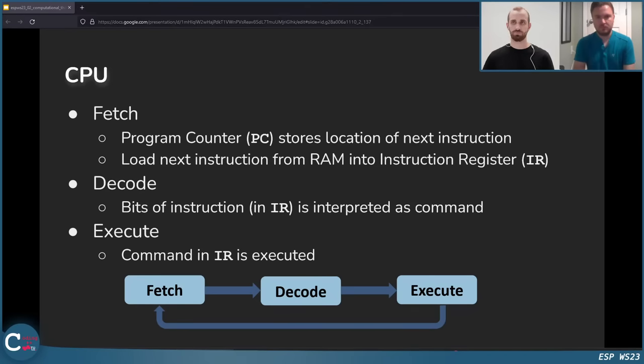But just to conclude that, a CPU fetches data, so it loads an instruction. It loads the next instruction into the program counter. Then it loads the next instruction from the RAM into the instruction register, so to say. Then there's a decode phase where the instruction is interpreted, and then there's an execute phase where the command in the instruction register is executed.